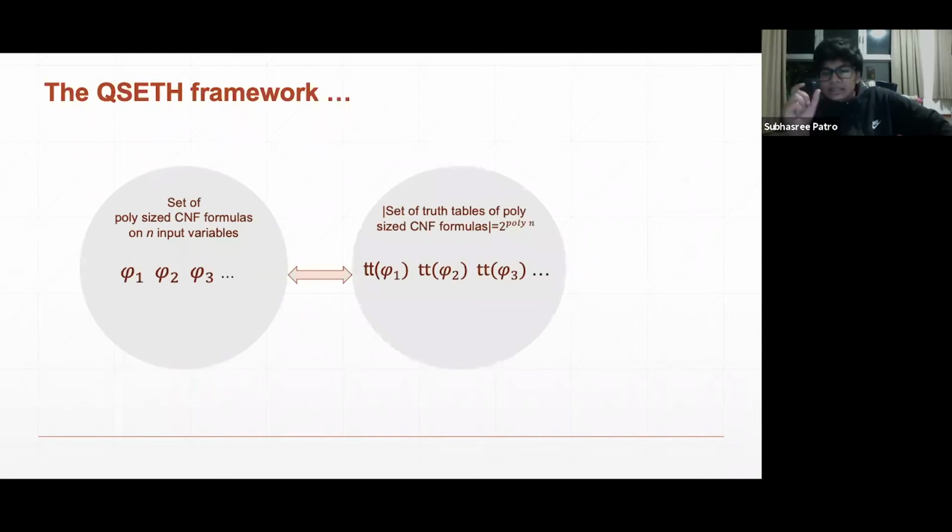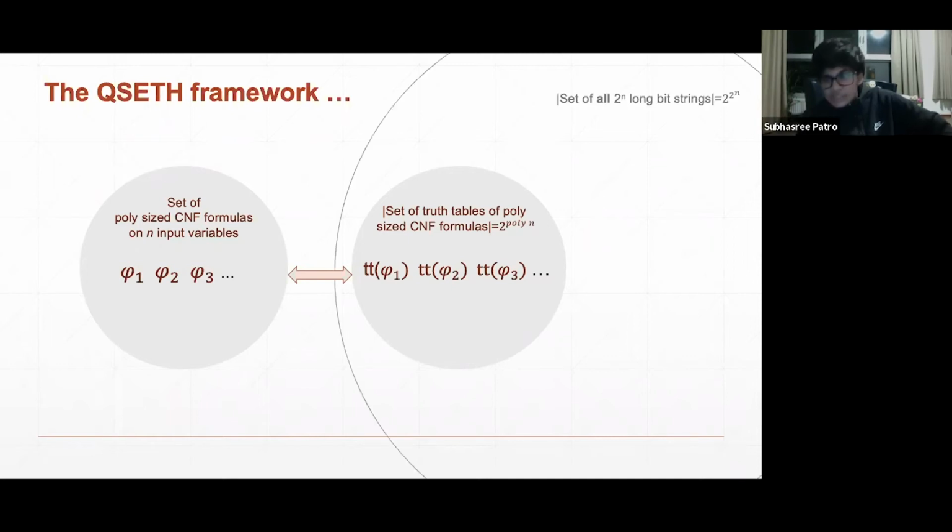Now, recall that whenever we talk about the CNF SAT problem, we are talking about polynomial size formulas, right? Because otherwise it doesn't make any sense to consider them as NP complete, like NP problems. Okay. Now let's take the set of polynomial sized CNF formulas. Now consider the truth tables of these poly-size CNF formulas. Now the size of this set would be 2 power poly n, right?